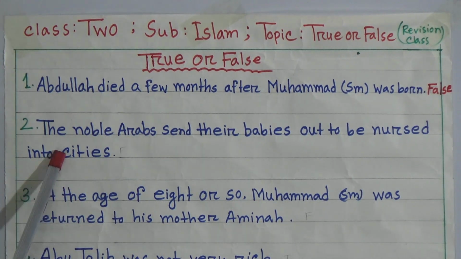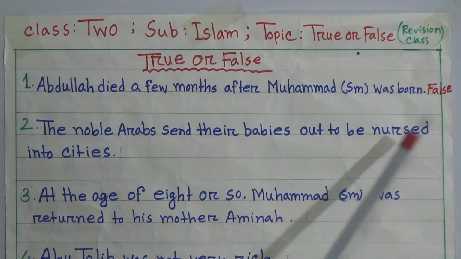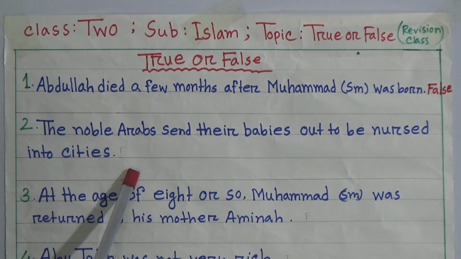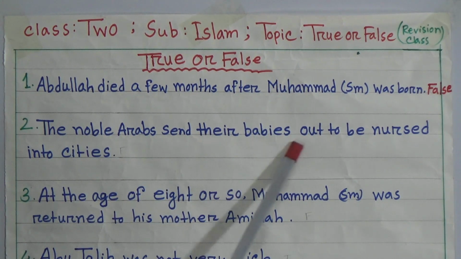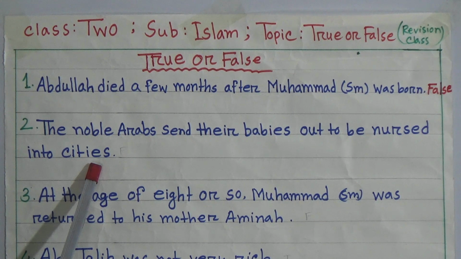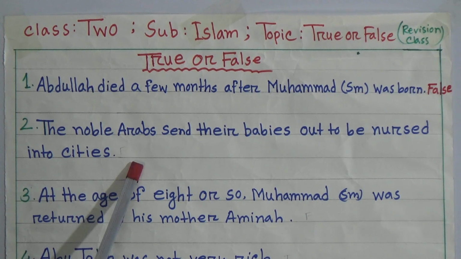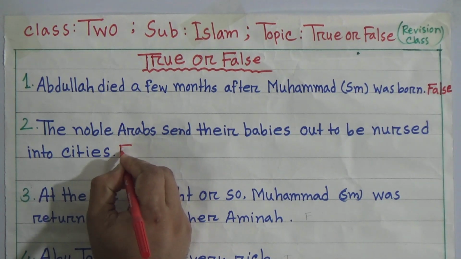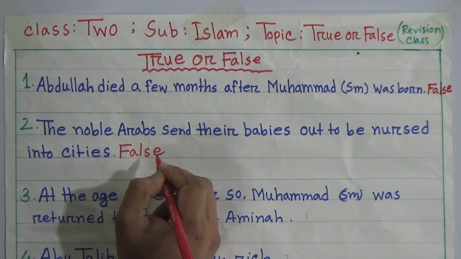Now, question number 2. The noble Arabs sent their babies out to be nursed into cities. My dear students, this statement will be false. The noble Arabs sent their babies out to be nursed into the desert, but here is written cities. So our answer will be false. Now we will write the answer: F A L S E, false.